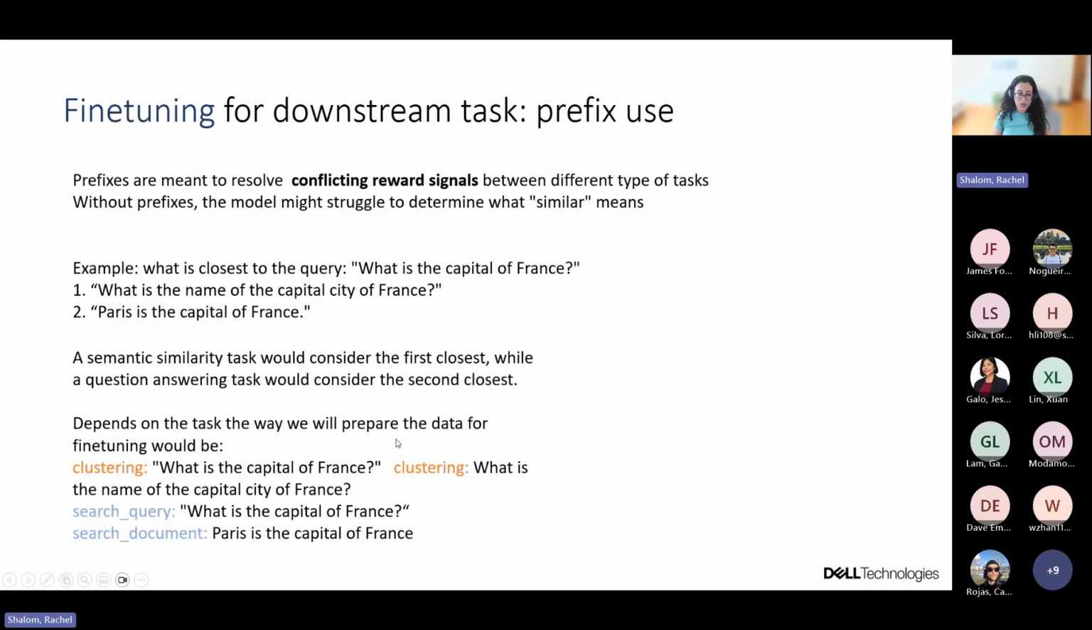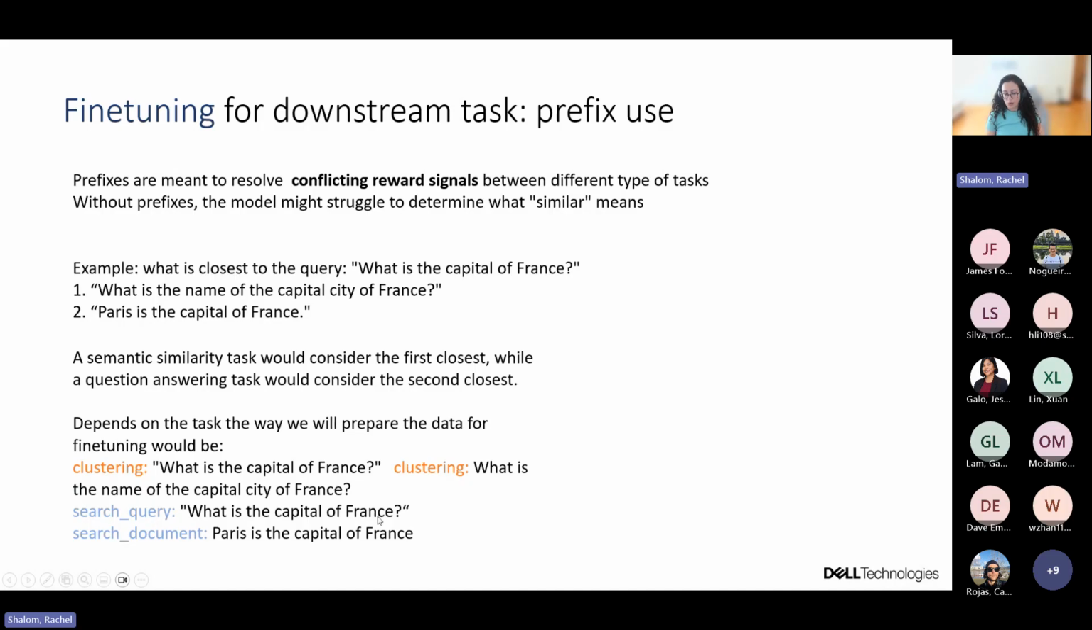So how do you handle that when you train? The answer is prefixes. When you train for different tasks, you put a prefix before the sample, the text itself. For example, here you put clustering as a prefix, and then the question, and then clustering and the different version of the question. These prefixes give signals to the model on the type of task, and it will change the embedding a little according to the task.